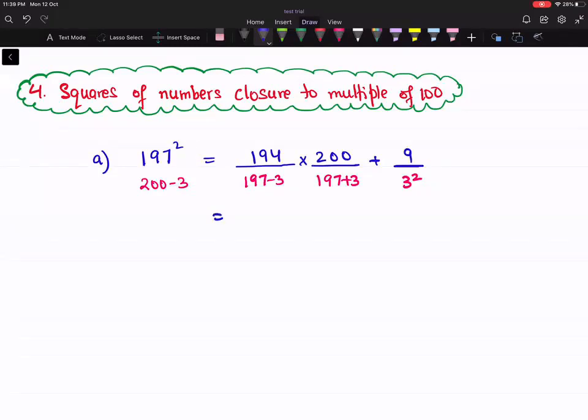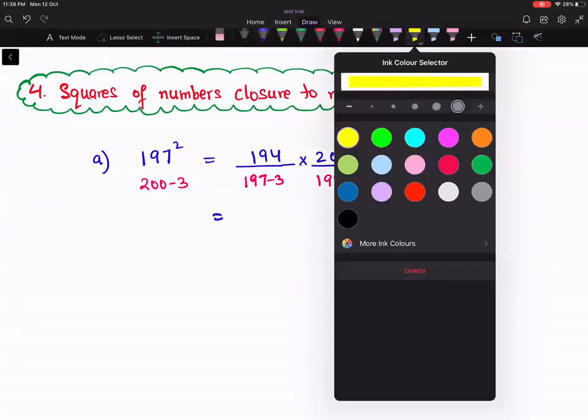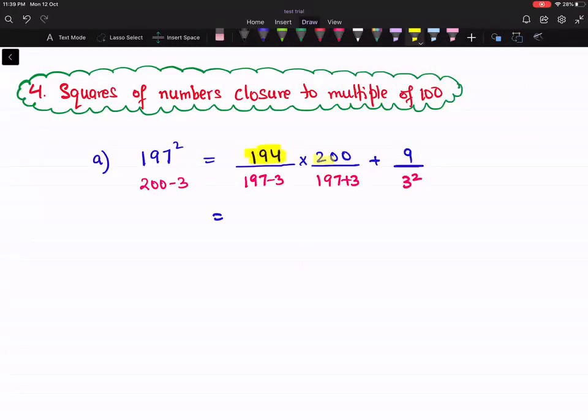Now this multiplication is way easier, है ना? ये जो multiplication है बेटा, this is way easier than multiplying 197 by 197. So this becomes your 38800, and 9 add करेंगे, that is 38809.